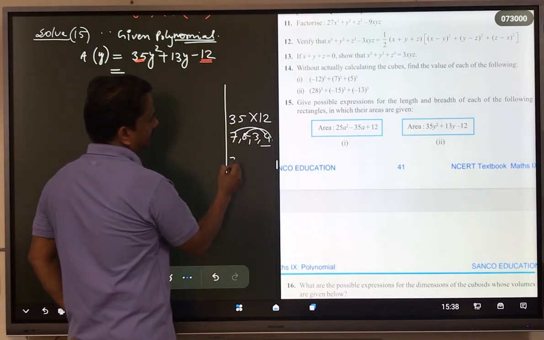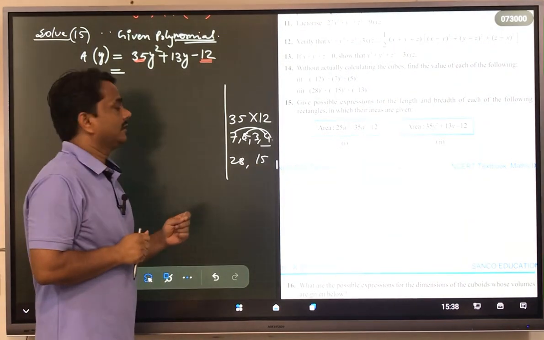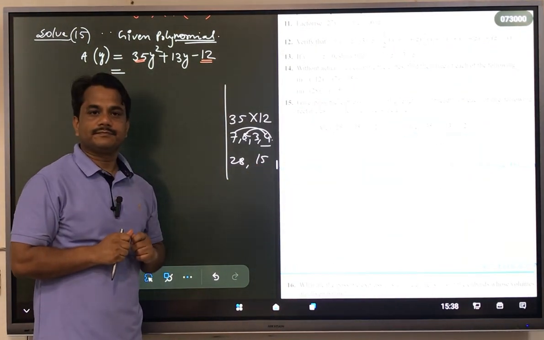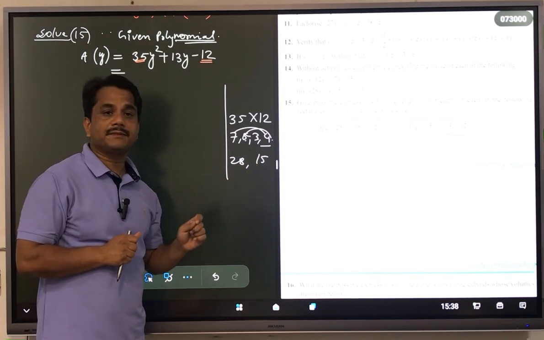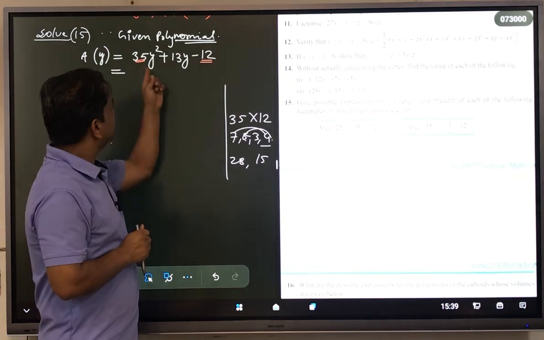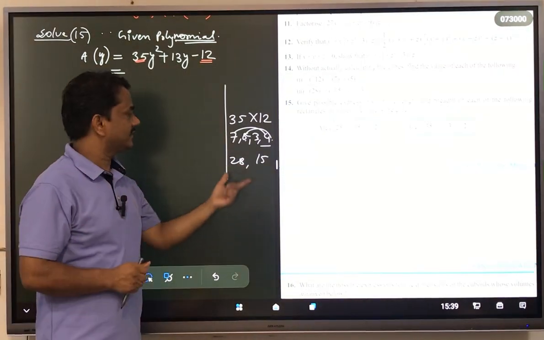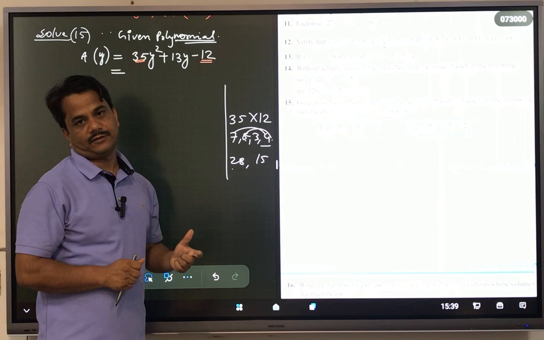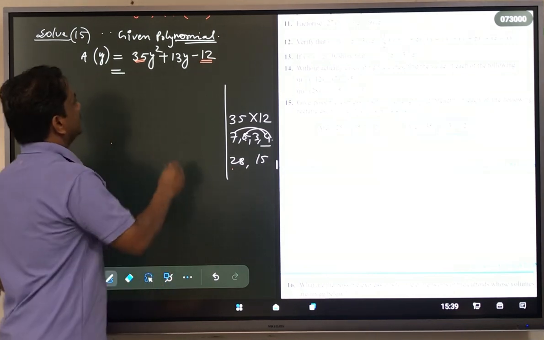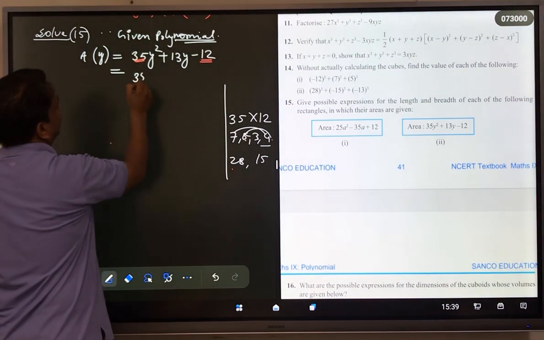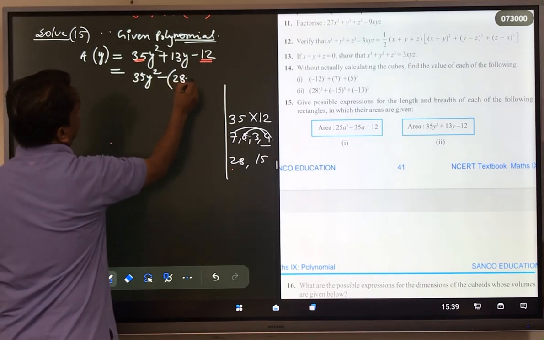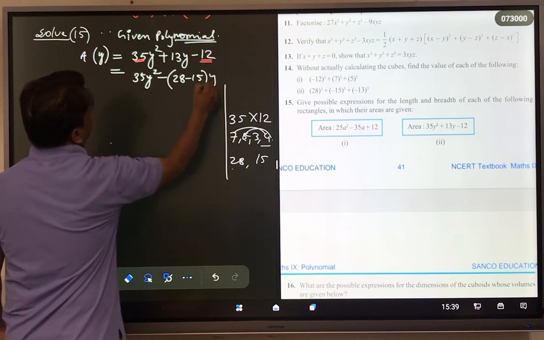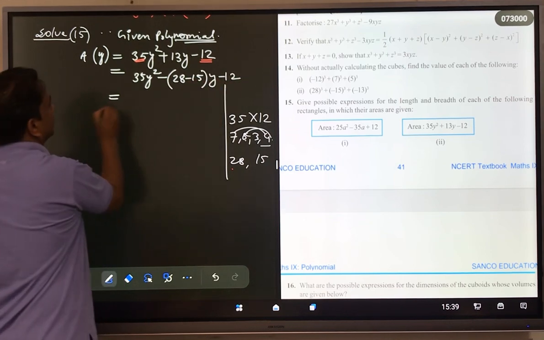7 fours are 28 and 5 threes are 15. Again, trial. What is their sum? 28 plus 15 is 43. 28 minus 15 is 13. Is this 13 coming? Yes, the middle term. It means this arrangement is the right one. So here we can write 35y square, and the middle term can be written as 28y minus 15y minus 12 is equal to that.